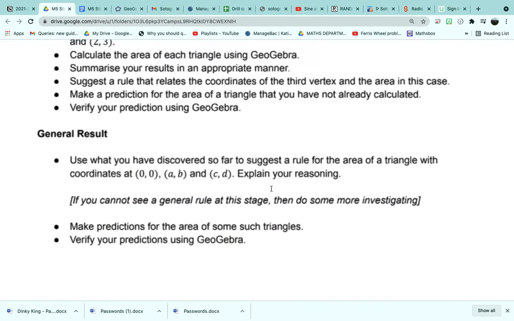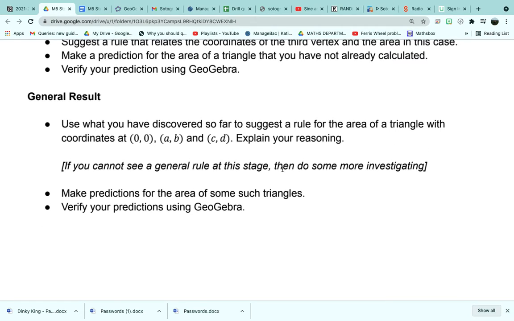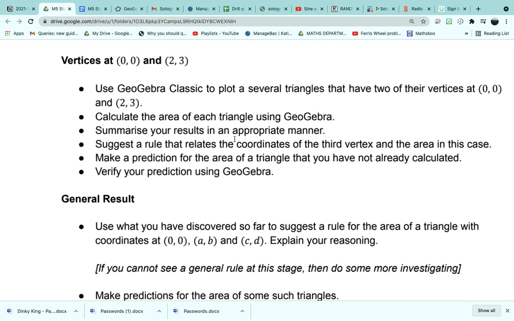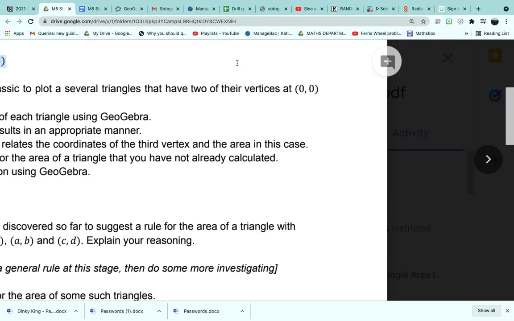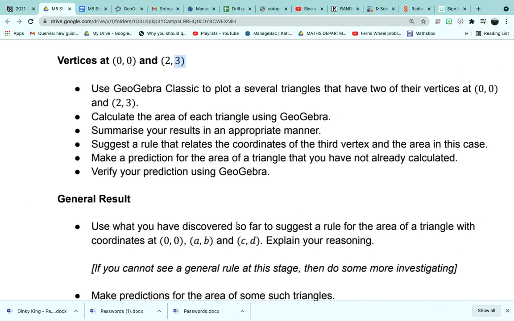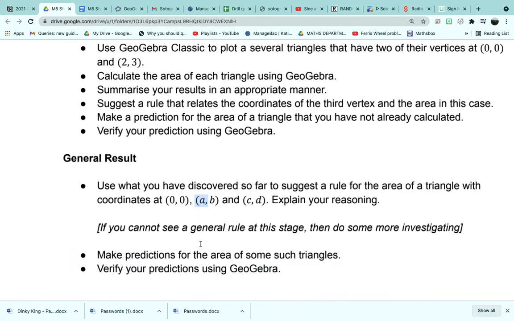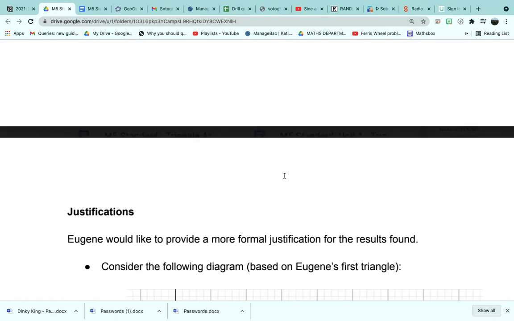It says general result for 0, 0, A, B and C, D. Use what you've discovered so far to suggest a rule for the area of a triangle with 0, 0, A, B and C, D. So A is going to be, for example, this would be A, this would be B, and then our new coordinate would be C and D. So there's going to be a relationship between the A, B and the C, D. And if you can't see it, you need to do some more work.